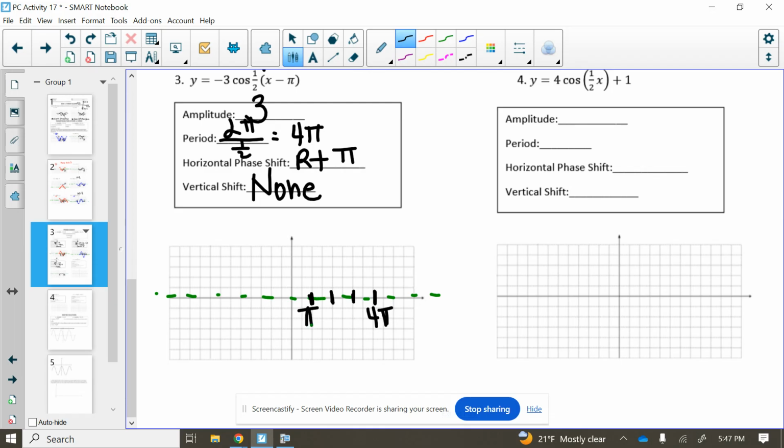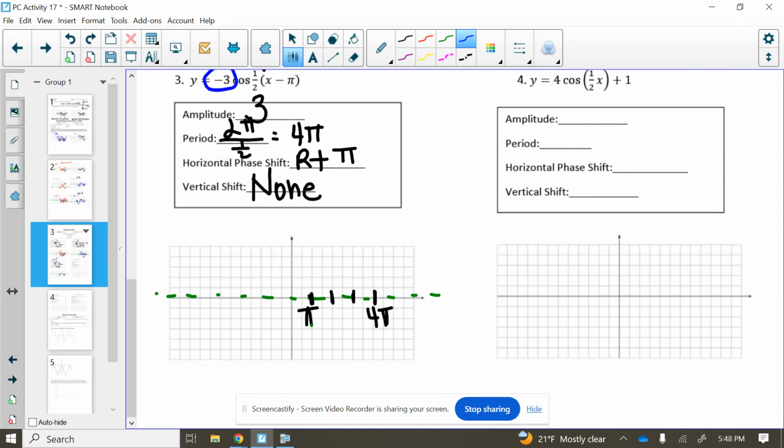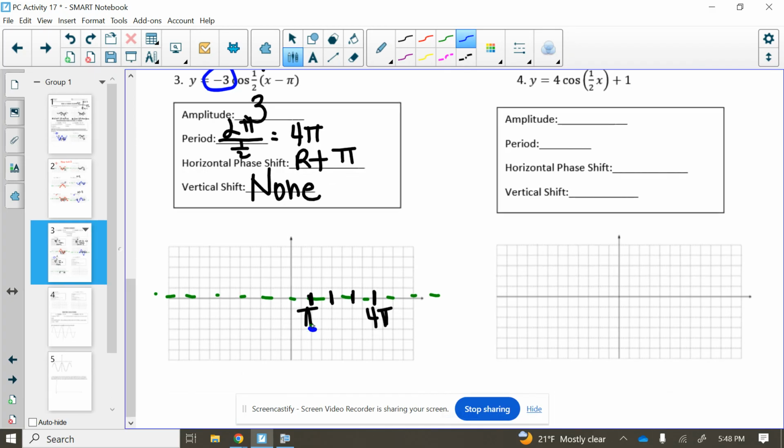Now, cosine starts at the min or the max. So be careful on this one because of the reflection. We're actually going to start at pi, but down 3 units since we're starting at the minimum. Again, remember the horizontal shift, so we had to shift to the right this time. Up 3 units, back to our midline, and then we're going to have to kind of extend one direction or the other to see one full cycle of our graph.